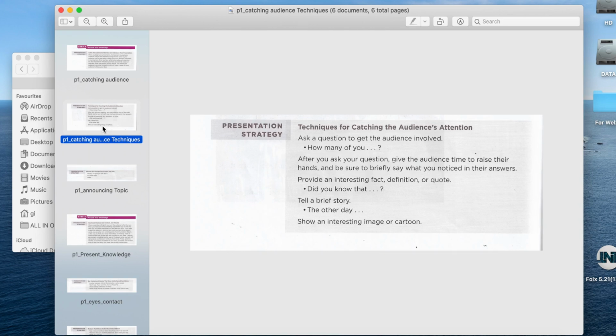P1, catching audience techniques. Who wants to read? Vicky? Techniques for catching the audience's attention. The next slide. Okay, P1. George, so techniques for catching the audience. Elian, are you following? Technique for catching the audience's attention.